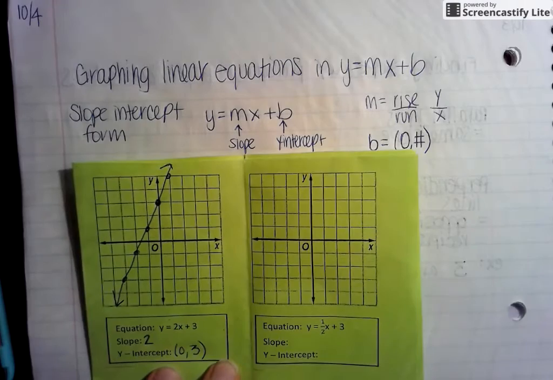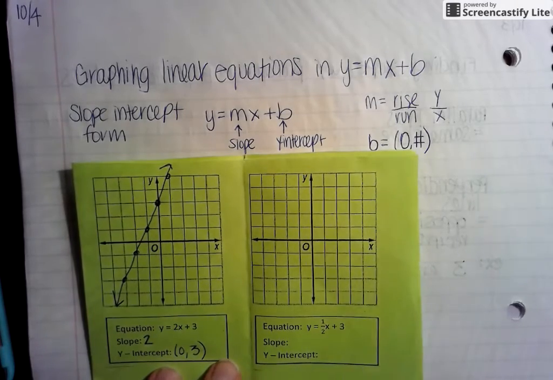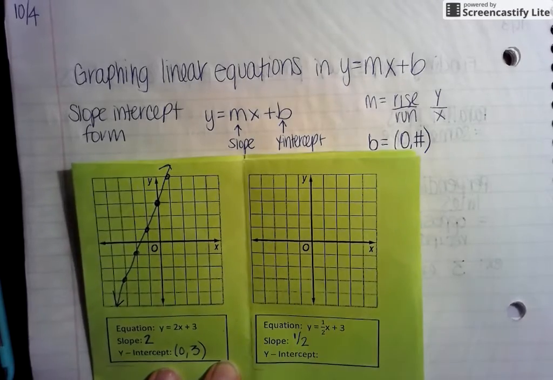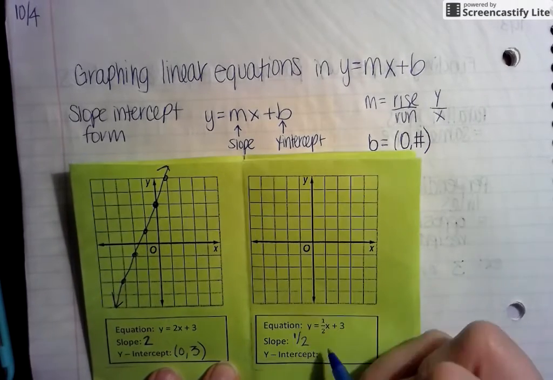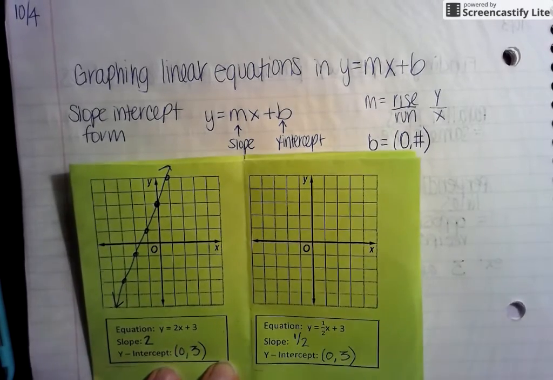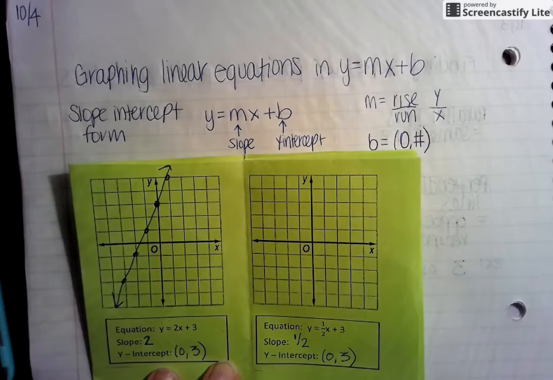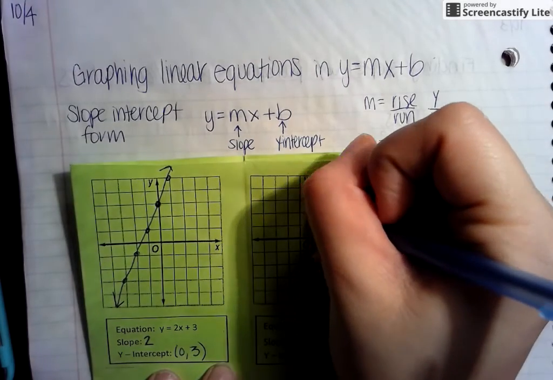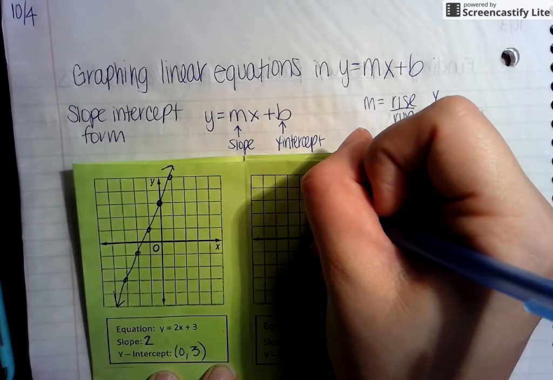Another example we have is y equals 1/2 x plus 3. So you notice that my slope is 1/2 because it's my m. My y-intercept is going to be written as (0, 3) because it intercepts the y-axis. So I'm going to go up 3: 1, 2, 3.